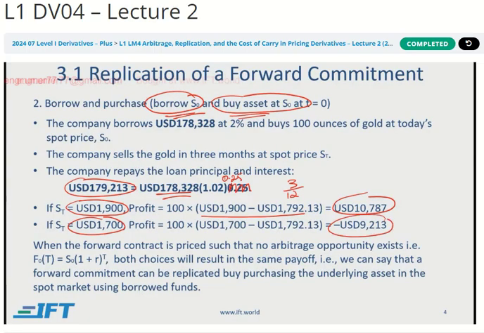So the point being emphasized here is that no matter whether you are buying the derivative contract or replicating the derivative contract by borrowing the money and buying the asset, the derivative is priced such that there is no arbitrage opportunity, which means the future price is equal to the spot price multiplied by 1 plus r to the power t. So both choices will result in the same payoff, and we can say that the forward commitment can be replicated by purchasing the underlying asset in the spot market using borrowed funds.